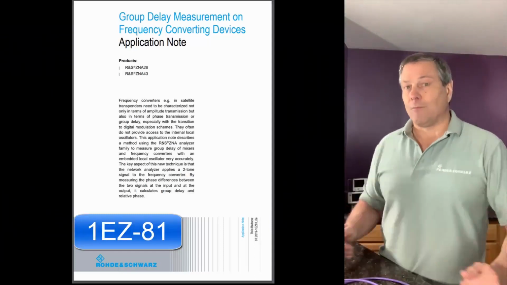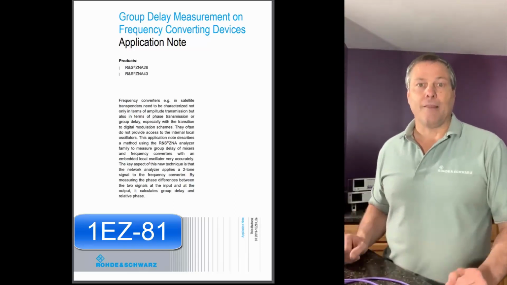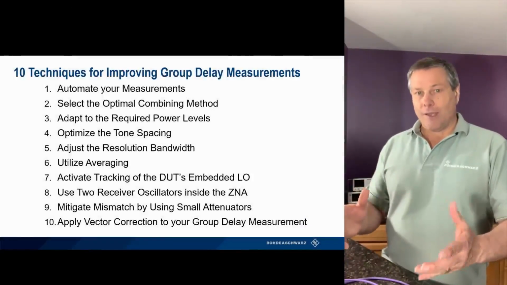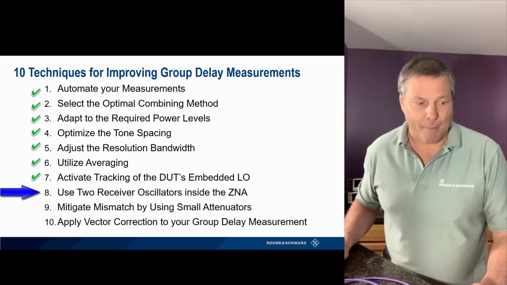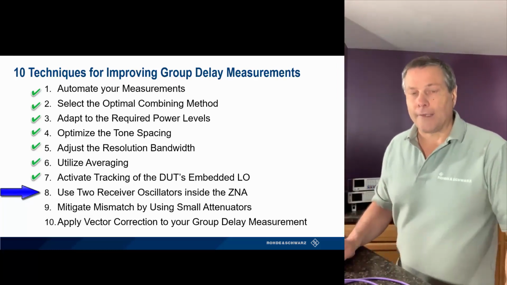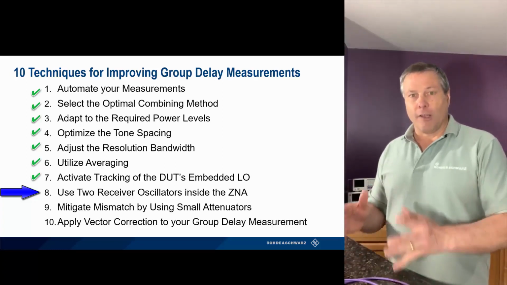But I'm making some videos where I share with you in each video one of my ideas for making the measurements more accurate. In this series of videos, I have 10 ideas, and in this particular video, we are going to go through idea number 8, which is use 2 internal local oscillators on the network analyzer to make the measurement of your frequency converting group delay.